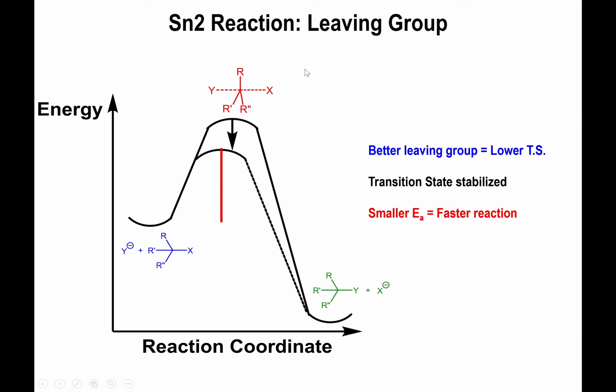Now, having a good leaving group means that you are going to make it easier to break this R-X bond. And if you make that easier to break, you are lowering the transition state energy. So lowering that top of the hill automatically lowers the value of the activation energy, which in and of itself makes the reaction go faster. So you definitely want to have good leaving groups, in addition to having good nucleophiles, in addition to having an aprotic solvent.